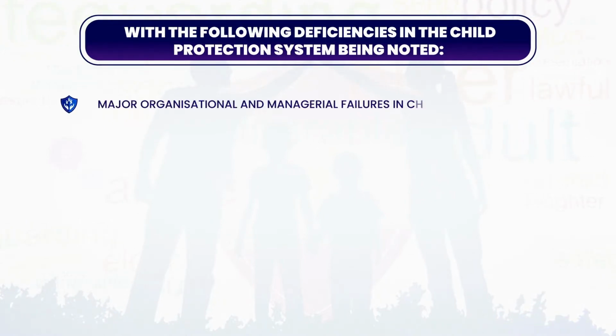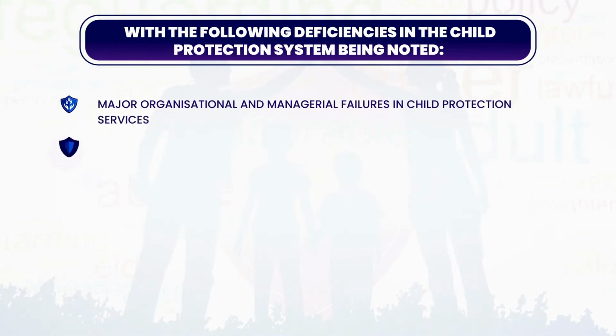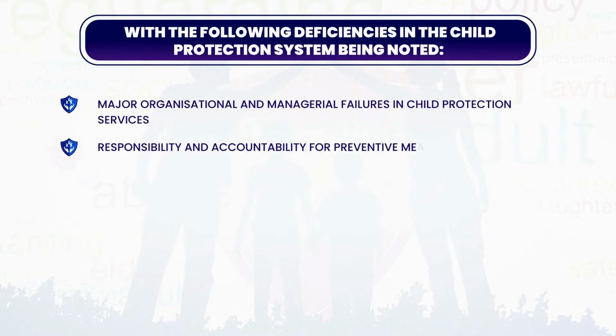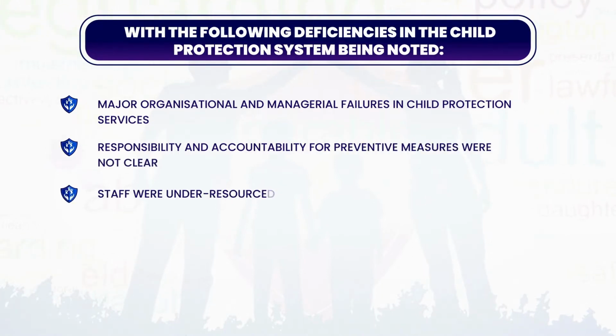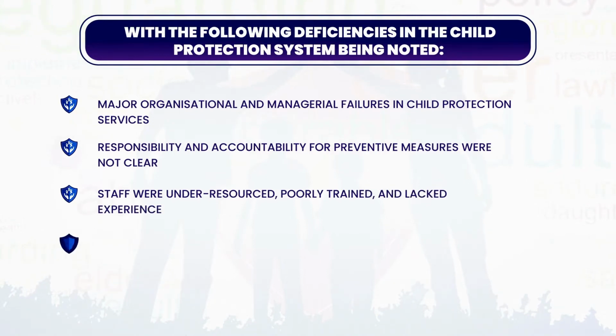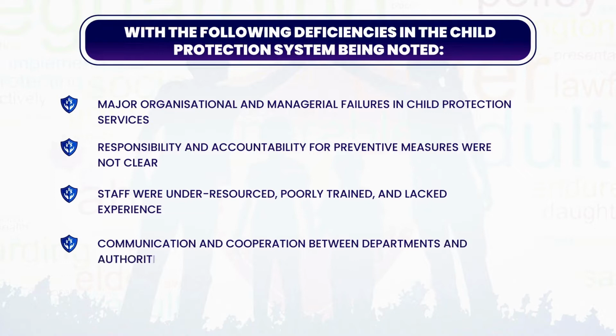Major organisational and managerial failures in child protection services, responsibility and accountability for preventative measures were not clear, staff were under-resourced, poorly trained and lacked experience, communication and cooperation between departments and authorities was substandard.